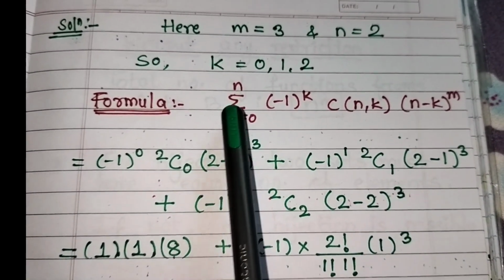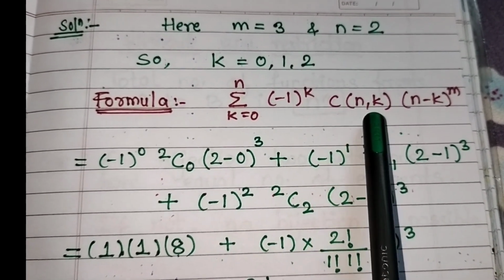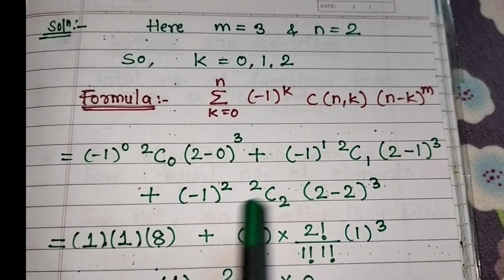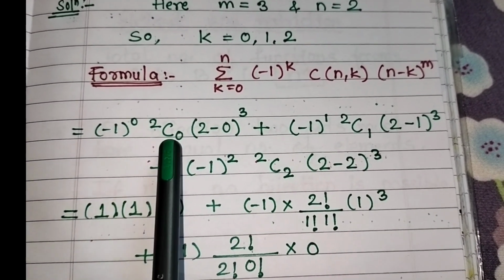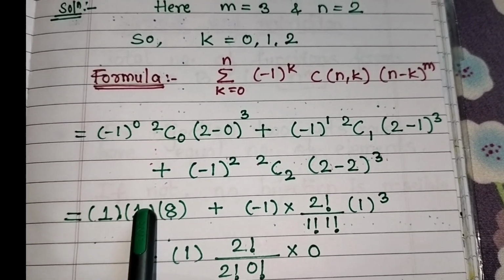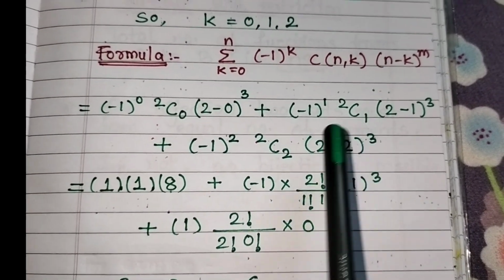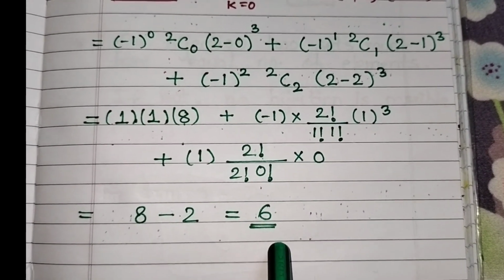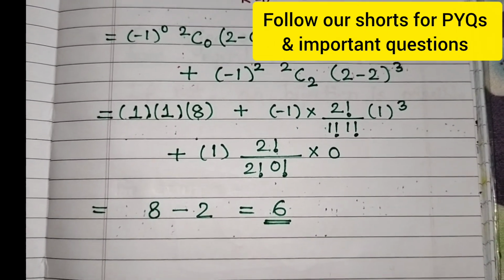The formula is again the same, summation k from 0 to n of (-1) raised to k into nCk into (n minus k) raised to m. So when you put all these terms, you will get this. Now after simplifying this, you will get C(2,0), that term is 1, 2 minus 0 raised to 3, that is 8. So again the second term, third term, you have to simplify like this. So you will get 8 minus 2. Ultimately you will get the answer as 6. So there are 6 onto functions from the set A to B.